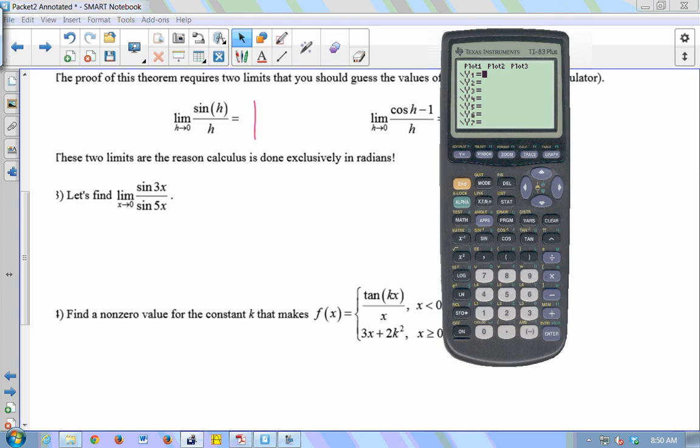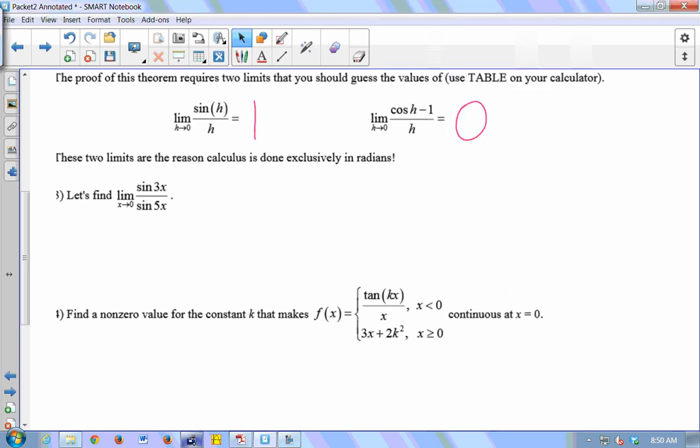Okay, so we're going to do sine of 3x divided by the sine of 5x. Table, I have x is going to 0, and what does it look like my limit is? 0.6, yeah, 0.6. Okay, so let's see if we can come up with that algebraically. And we're going to use these two limits that we got numerically to help us figure it out.